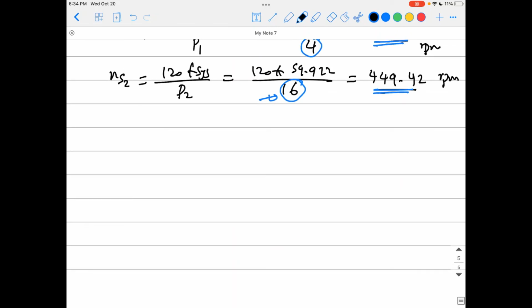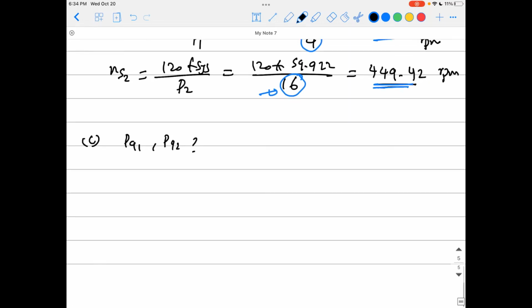Okay. After this, he wants you to find the load sharing. So P generator 1 and P generator 2: how much power is supplied from each generator. Okay? It should be easy because we already found it before in the equation.